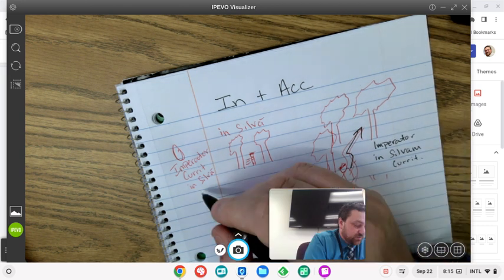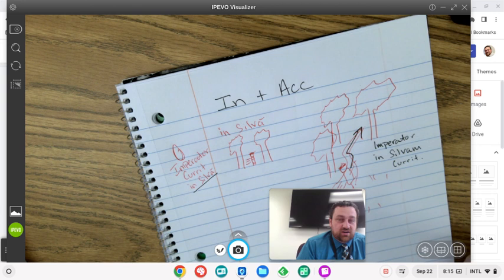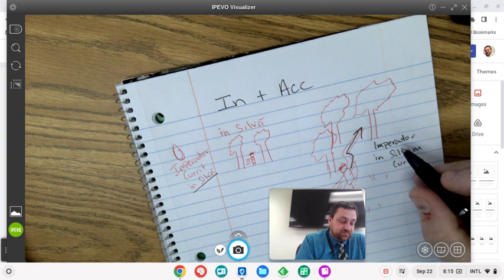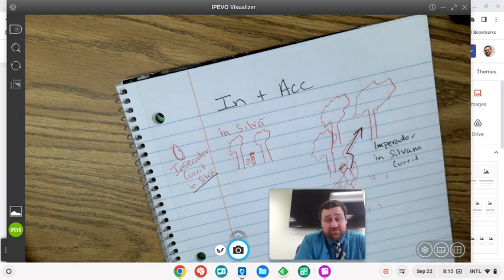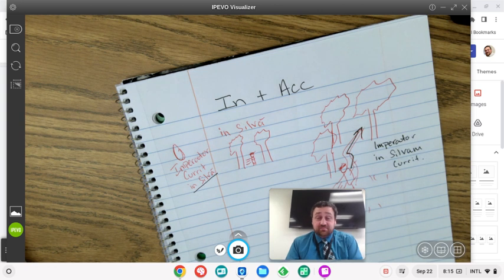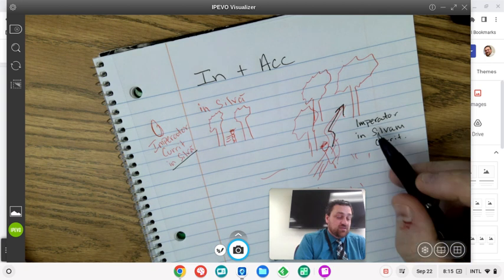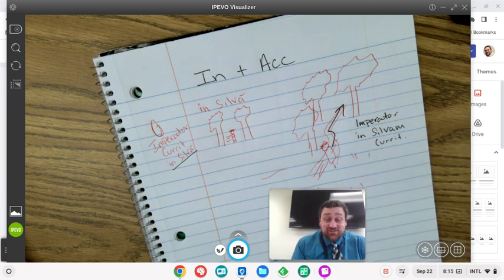So I'm using in with the ablative here because he's already in the forest doing his thing that we say he's doing. But imperator in silvam, when I say it with the accusative, he's entering the forest. He's verbing the forest. This is why we use the accusative, because we use the accusative if you verb something, right? And he's running into the forest. He's entering the forest. We're going to use the accusative.